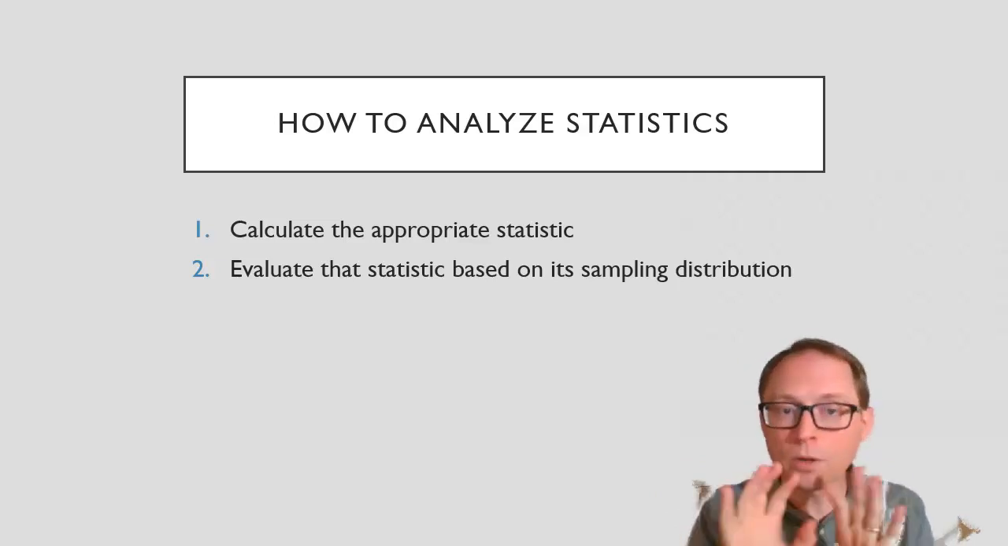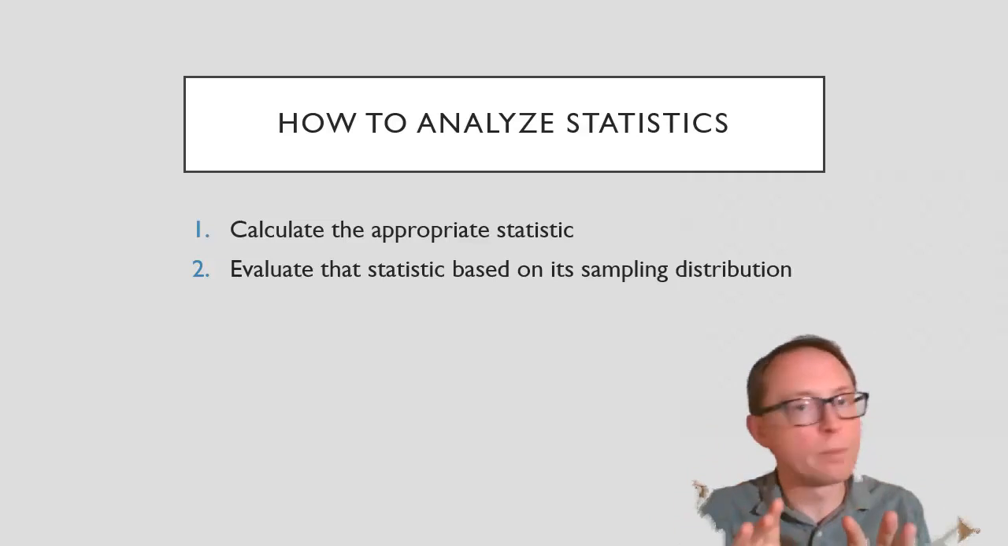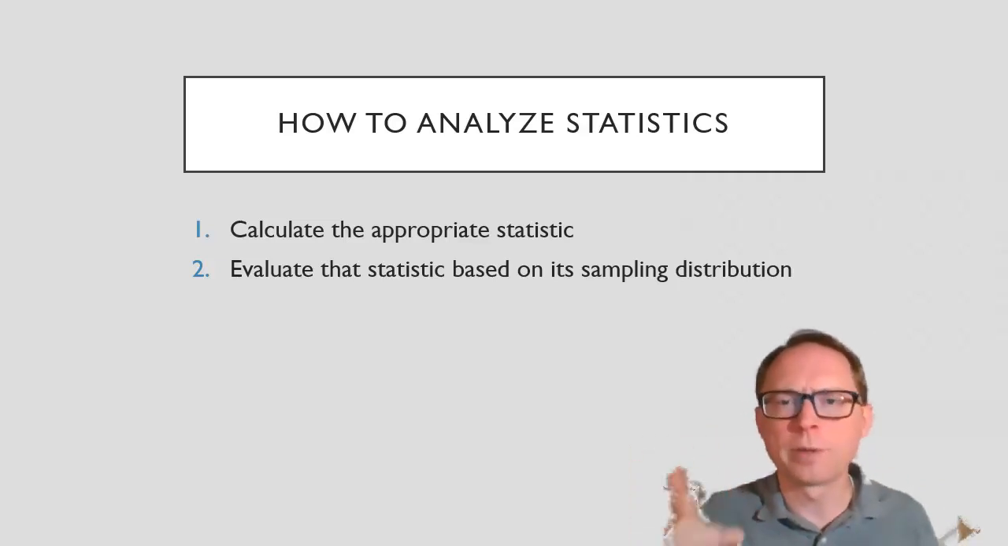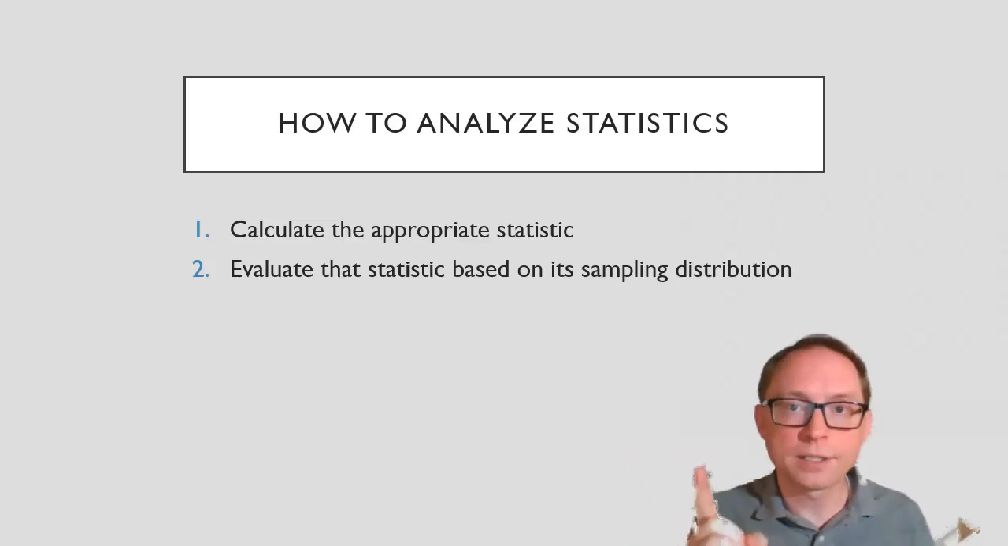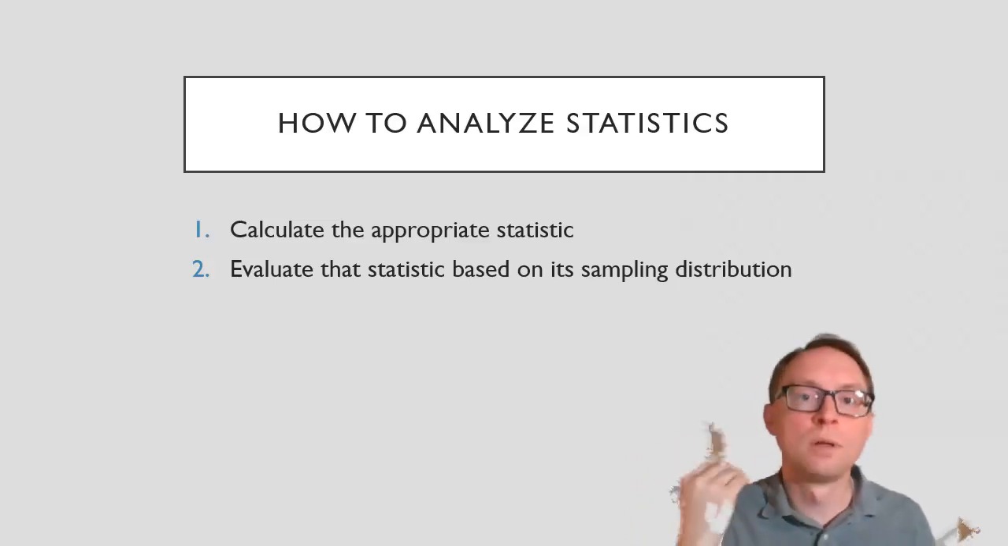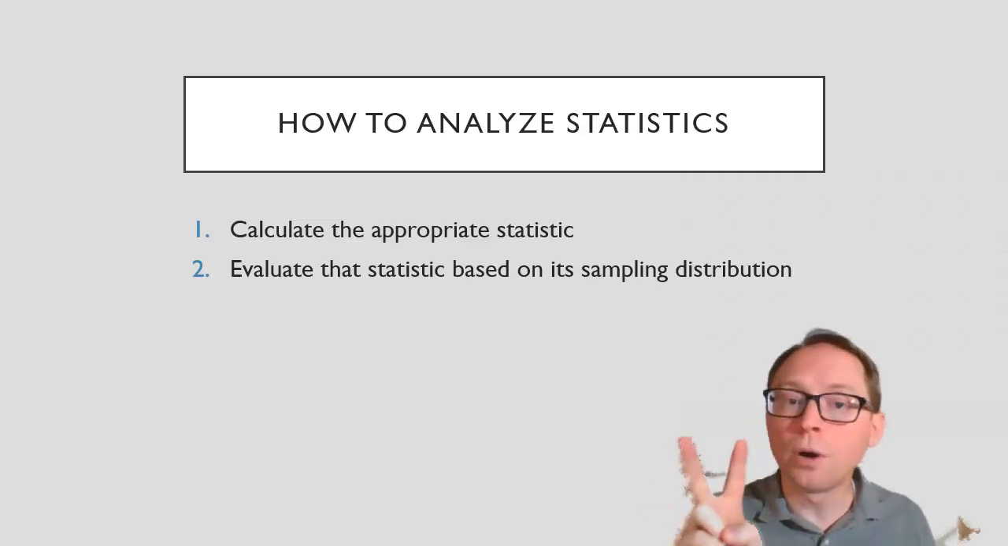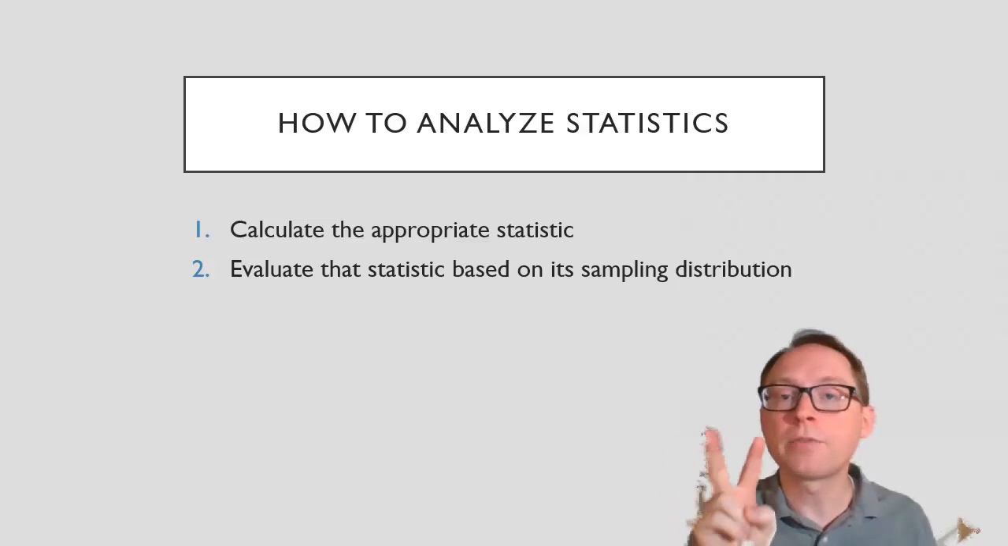So we're not going to dwell on that right now, but boy, that's an important thing. If you run the wrong statistic, then everything else is garbage. So step one, calculate the right statistic. And that depends how many variables, how many levels of the variable, what kind of data you're getting, all that. Step two, though, is to evaluate the statistic based off its sampling distribution.